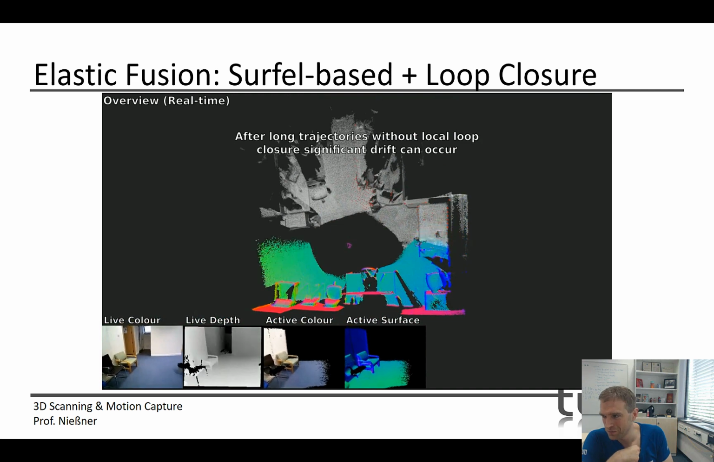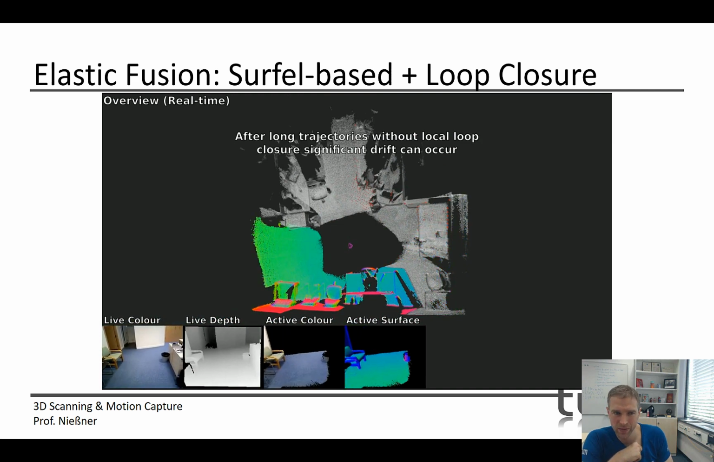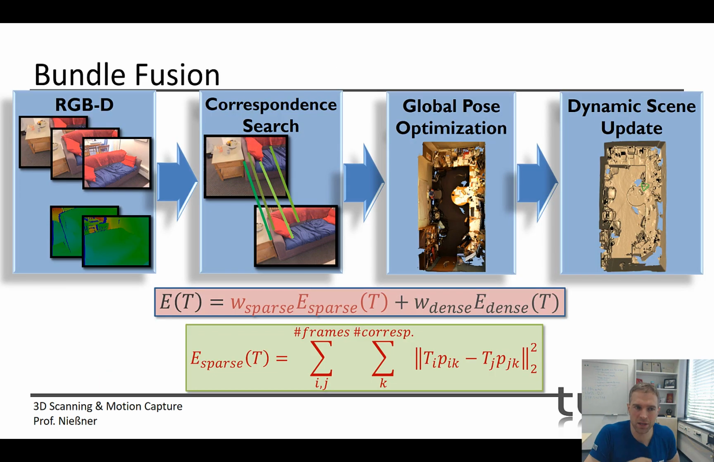Now I wanted to show you a few more things that have been done afterwards. And one very popular method is actually this BundleFusion work. So the idea of BundleFusion is you're treating it more as a bundle adjustment problem, right? So the idea is you have a set of RGBD frames, you do correspondence search based on SIFT matches, you do a global pose optimization, and then you do a dynamic update of the surface. A lot of these components you have already seen.